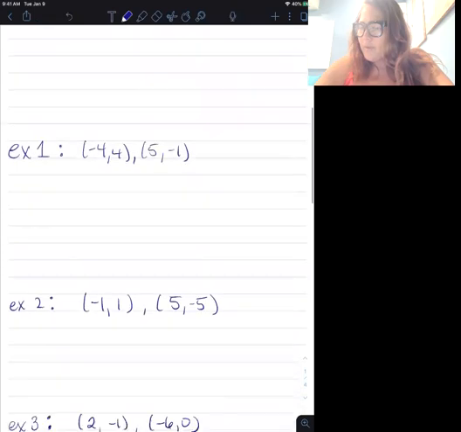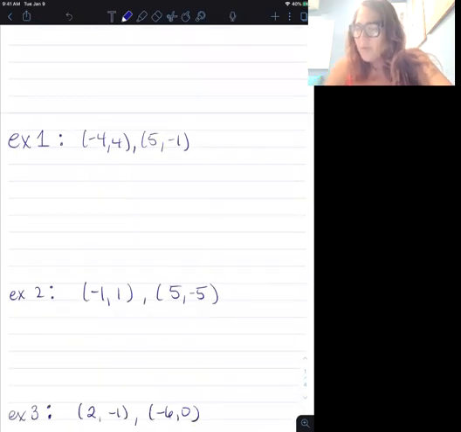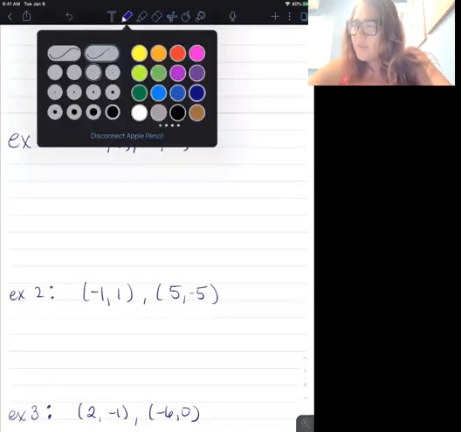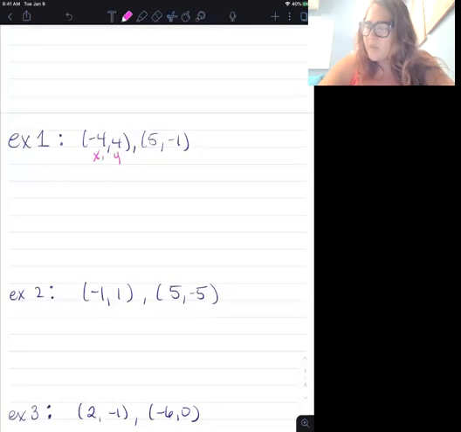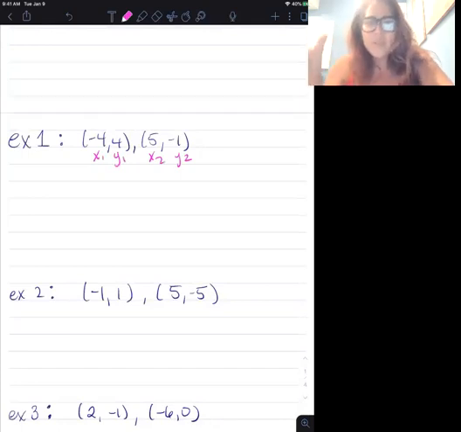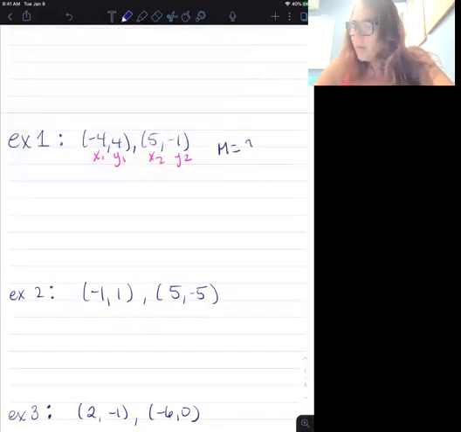All right, example 1. You've got (-4, 4) and (5, -1). Those are your 2 points. So I'm going to go ahead and label these points x1, y1, x2, y2. And again, it doesn't matter which one's the x1 and which one's the x2, just make sure you're consistent. So let's do our formula. And again, our formula, I'll put it up here on the side for you. Our formula is midpoint is equal to x1 plus x2 divided by 2, y1 plus y2 divided by 2. So let's go ahead and plug those in.